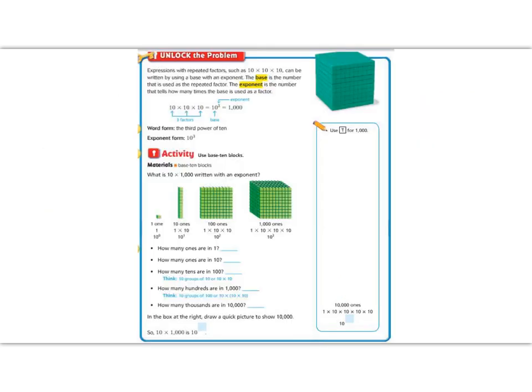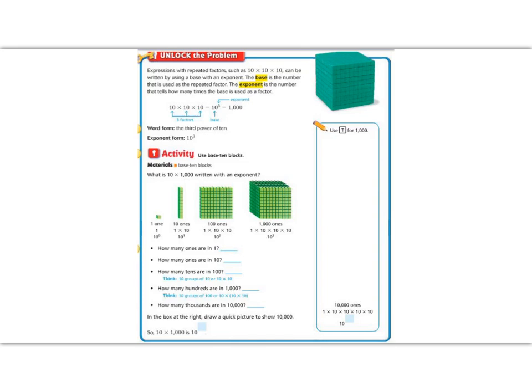All right, 5th graders, ready with our Unlock the Problems? Let's start our lesson. Expressions with repeated factors, such as 10 times 10 times 10, can be written by using a base with an exponent. The base is the number that is used as the repeated factor, and the exponent is the number that tells how many times the base is going to be used.